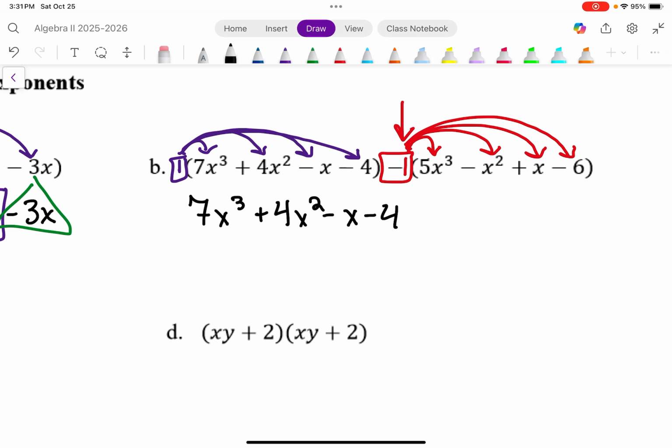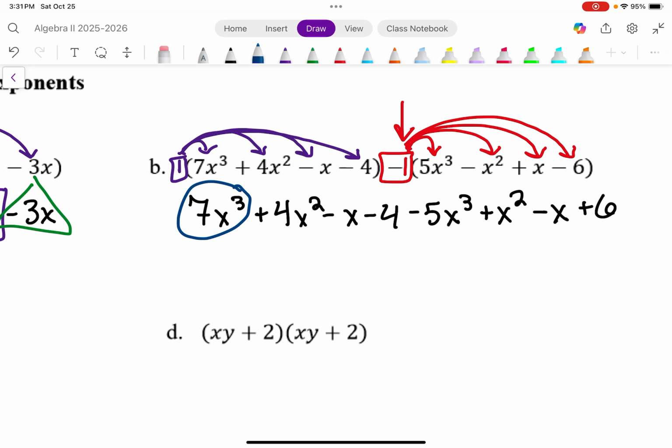For the second set, because we're multiplying it by negative 1, all of the signs are going to be the opposite. So negative 1 times a positive 5x becomes negative 5x cubed. And then negative 1 times a negative x squared becomes a positive x squared. Negative 1 times a positive x becomes a negative x. And negative 1 times negative 6 becomes positive 6. Then, just like before, we're going to combine any like terms we have.